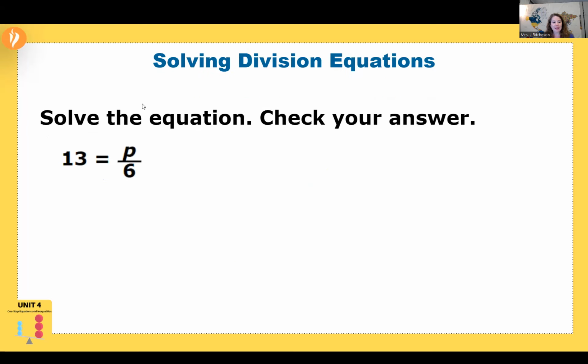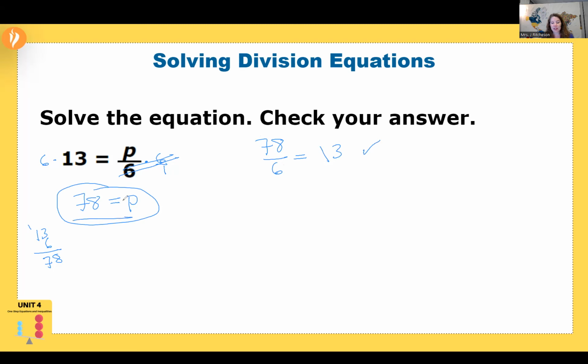All right, our p is on the right side of the equal sign, our variable is, and what is happening to it? It's being divided by 6. So we're going to do the inverse operation, which is to multiply by 6. So 6 over 1 times p over 6. The 6s will cancel each other out. 6 divided by 6 is 1. 1 times p is p. And then we're going to multiply 13 times 6, which is 78. Our solution is 78. You can always check your answer. Does 78 divided by 6 equal 13? Is that correct? Yes. So we know our answer is correct.